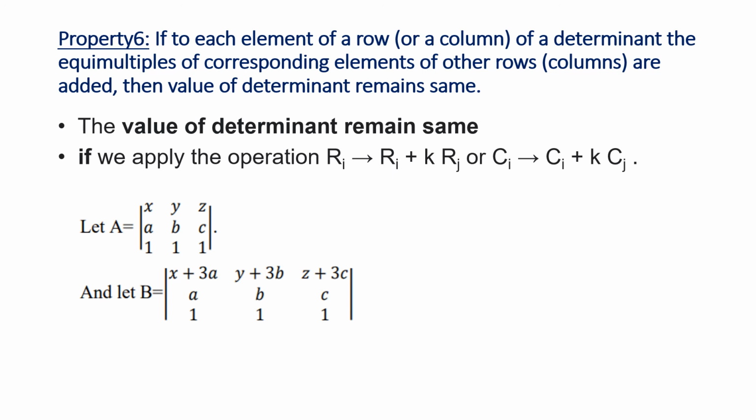Like this, if we apply any of these operations on the rows or columns, the value of the determinant will not change. As here, with x, y, z, a, b, c, we have applied row 1 transformed to row 1 plus 3 times row 2. So it is not going to change the value of the determinant in any way. The value will remain the same.